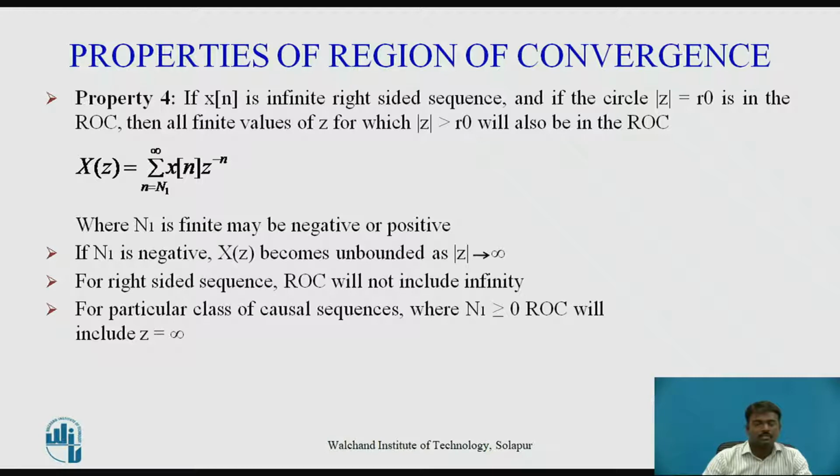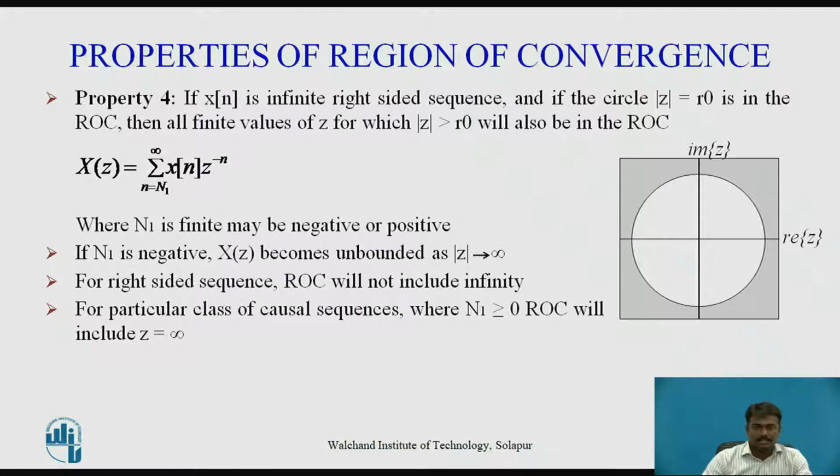For a particular class of causal sequence where n1 is either 0 or positive, ROC will include z equal to infinity. And the region of convergence will be outside the circle for an infinite right-sided sequence.